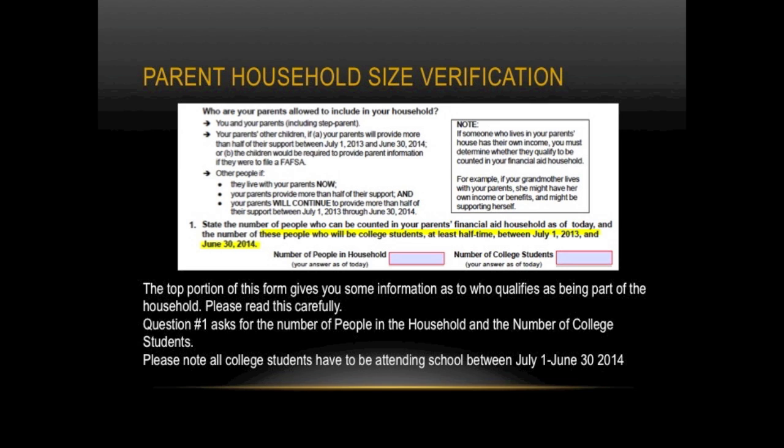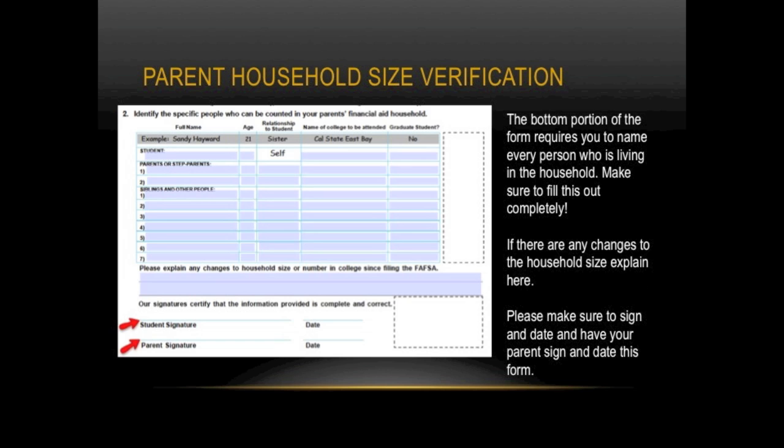Question number 1 asks for the number of people in the household and the number of college students. Please note, all college students have to be attending school between July 1st, 2013 and June 30th, 2014. The bottom portion of the form requires you to name every person who is living in the household. You will need their age and if they are attending college and the name of the college they are attending. Make sure you fill this out completely. If there are any changes to the household size, explain on the lines provided. Afterwards, please make sure to sign and date and have your parents sign and date this form.